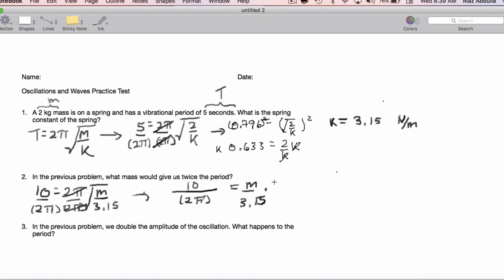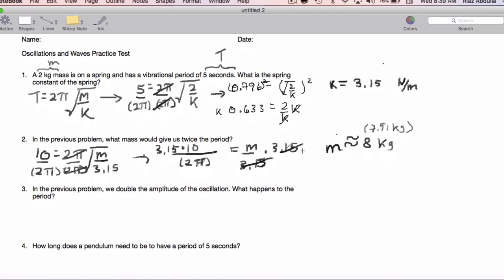I'm going to square both sides and multiply both sides by 3.15. That'll cancel here. So when I simplify all of this, you're going to get a mass approximately equal to 8 kilograms. I think people got answers like 7.91 or 8.04, but it's around 8 kilograms.